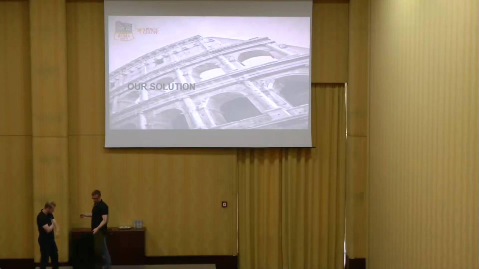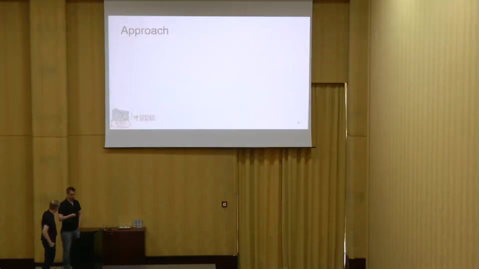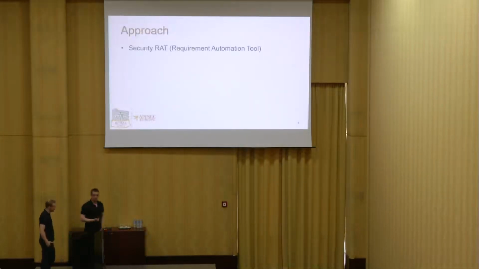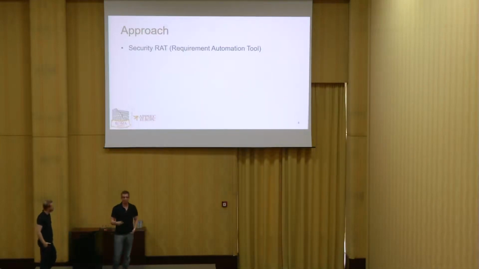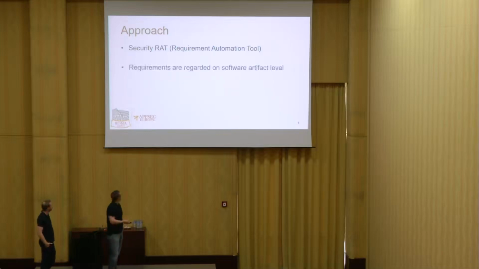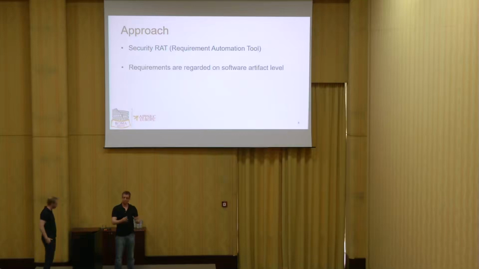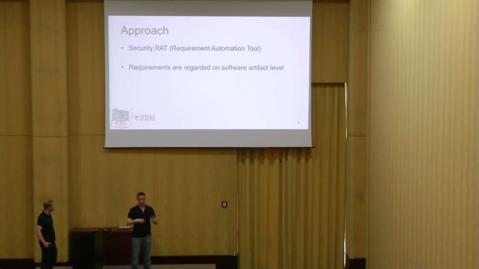To implement our idea, we have developed a tool which we call Security RAT, RAT for Requirement Automation Tool. What we do with requirements is observe them on an artifact level. An artifact for us is usually a deployable, but sometimes it can also be a library which gets shared among more applications. This is something we found out, and it works quite well also with more agile methodologies.